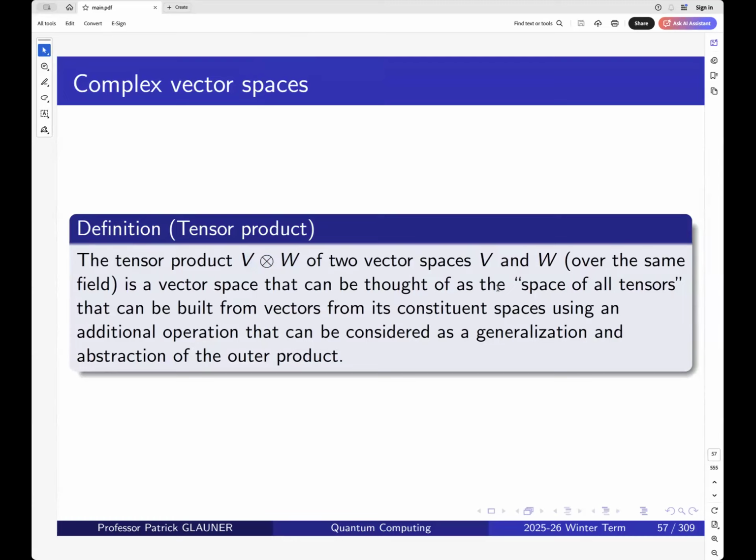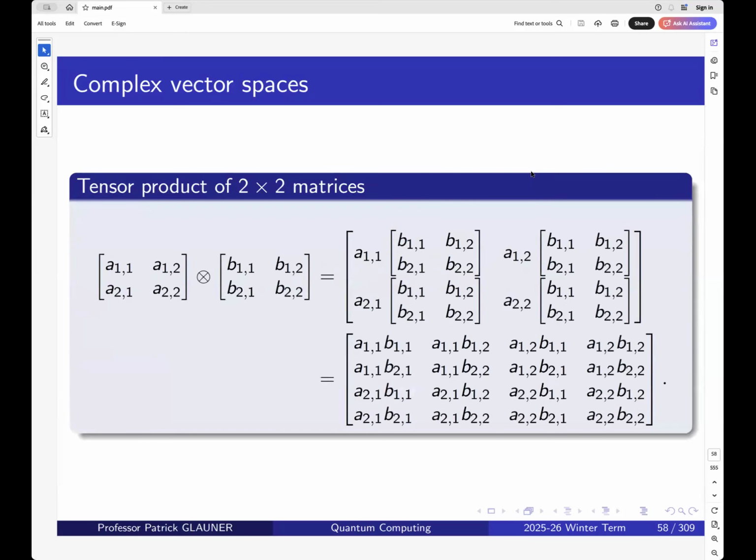And the tensor product of two vector spaces, V and W, which have to be over the same field, will lead to a new vector space that we can think of as the space of all tensors that can be built from vectors from the spaces that it's made of. And probably you're wondering, what is that thing useful for and how does it work? I will show you this now. I have a very generic definition here of the tensor product.